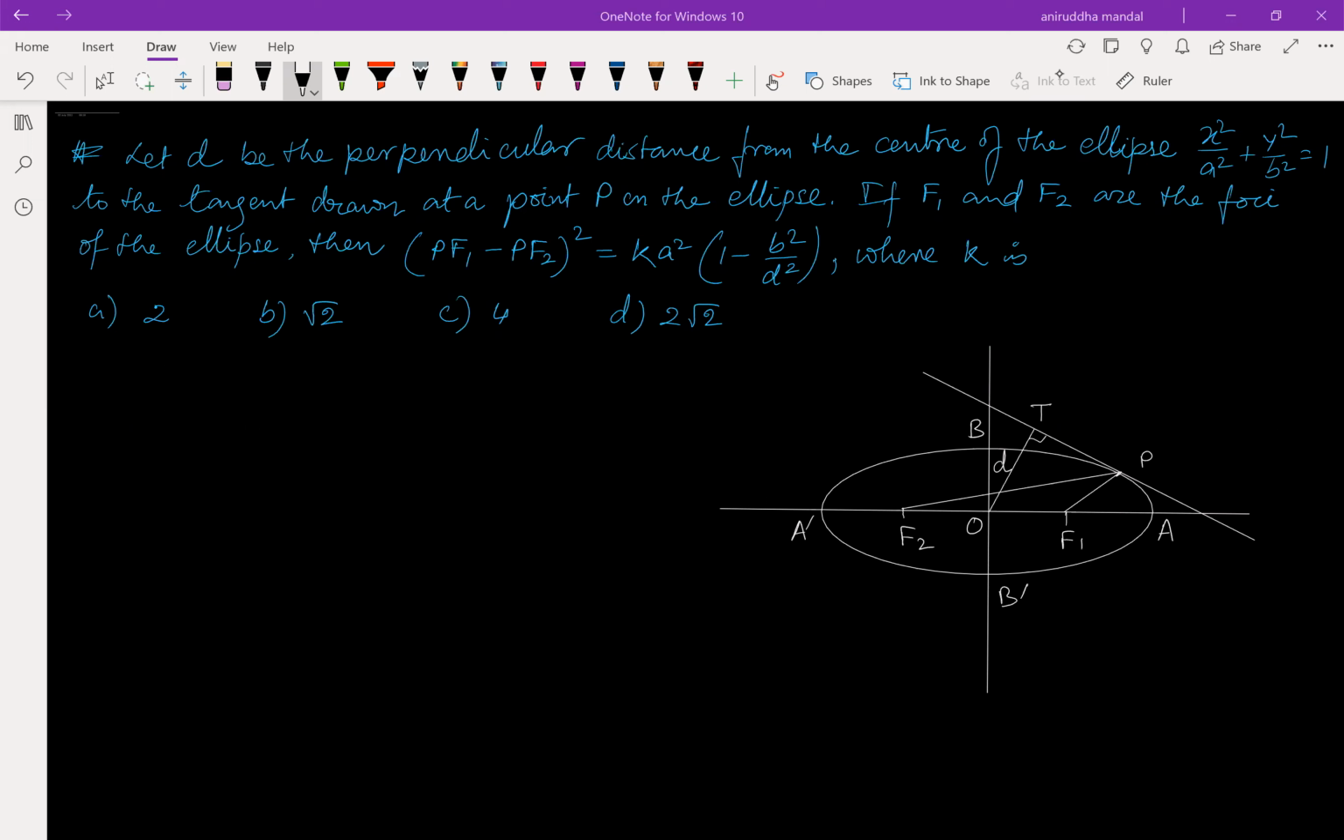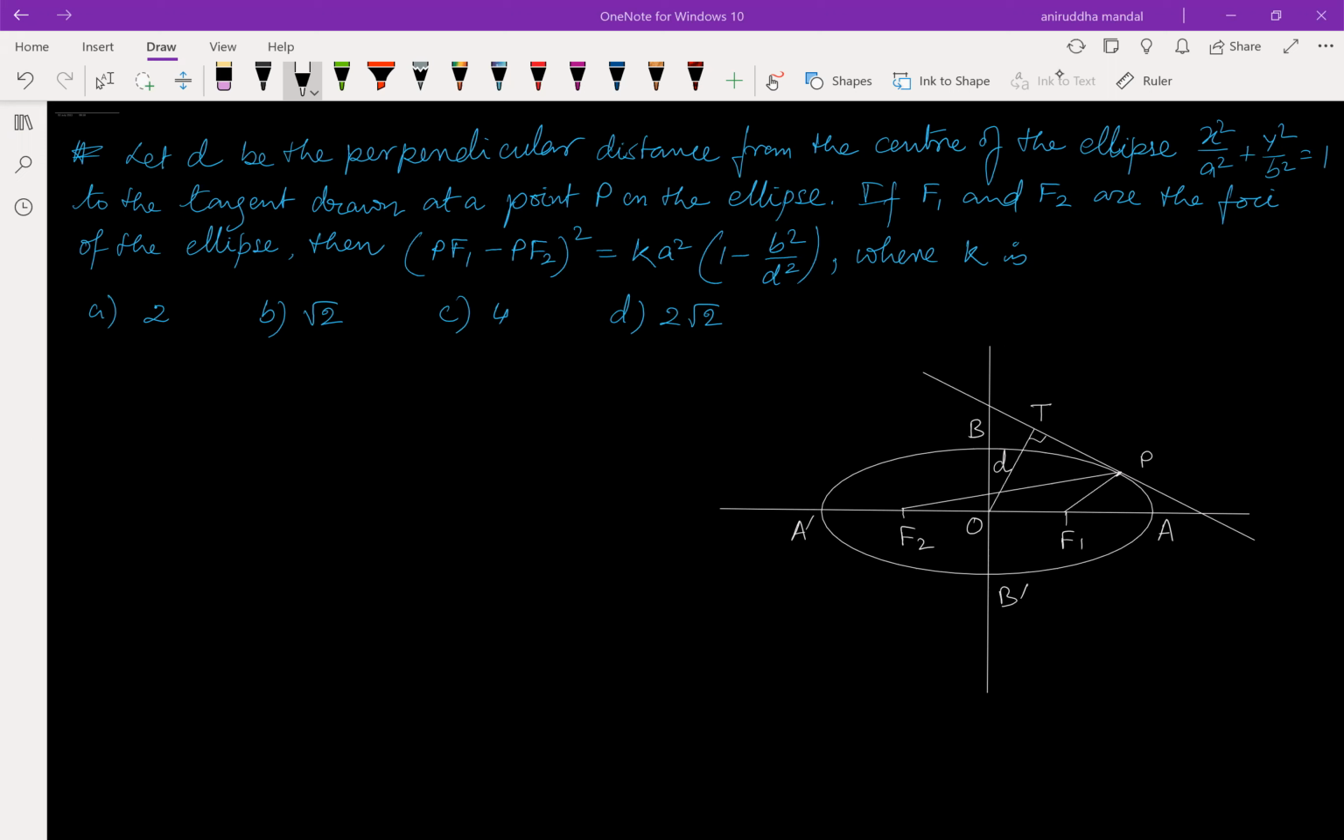So today we have a problem based on ellipse, which says: let d be the perpendicular distance from the center of the ellipse x square by a square plus y square by b square equal to 1 to the tangent drawn at a point P on the ellipse. And if f1 and f2 be the foci of the ellipse, then (pf1 minus pf2) whole square equal to k a square into (1 minus b square by d square), where k is... 4 options are given.